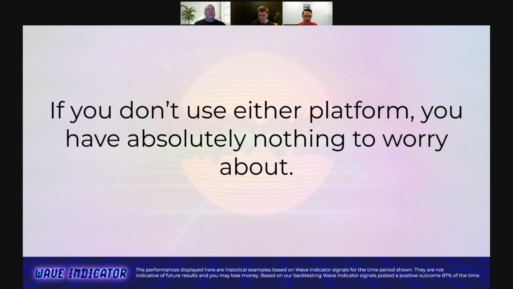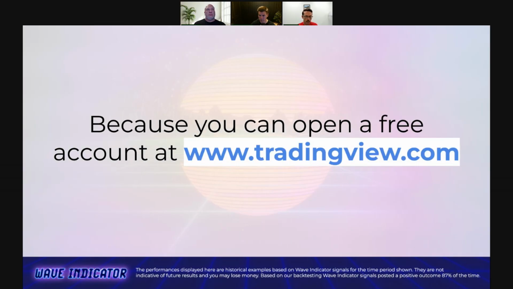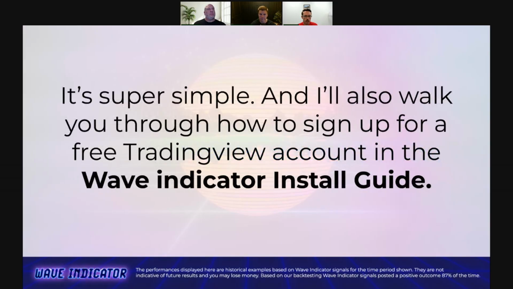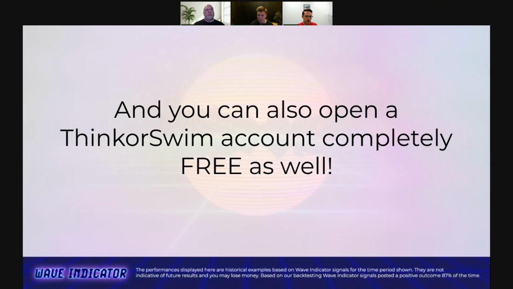And if you don't use either platform, you really don't have anything to worry about either, because you can open a free account on tradingview.com. It's really simple. And you can also open a free account on TOS, Thinkorswim, as long as you're not in Canada. But if you are in Canada, you can use TradingView. I also walk you through how to do it in the Wave Indicator install guide too.